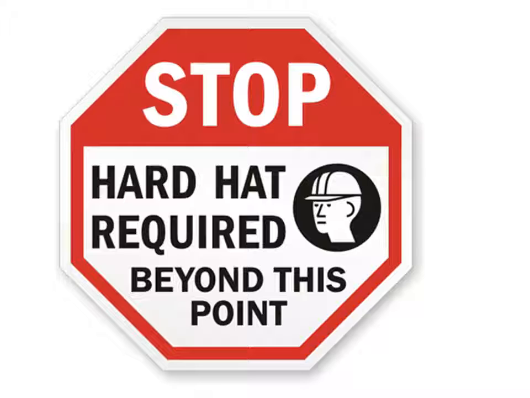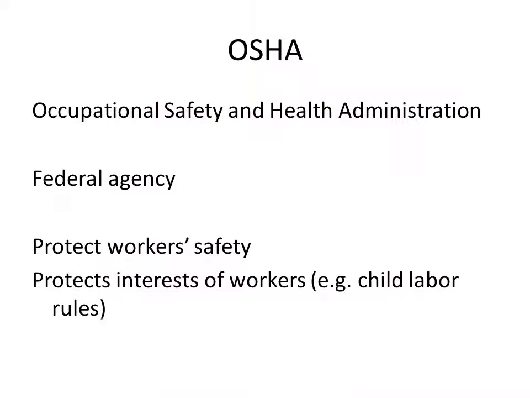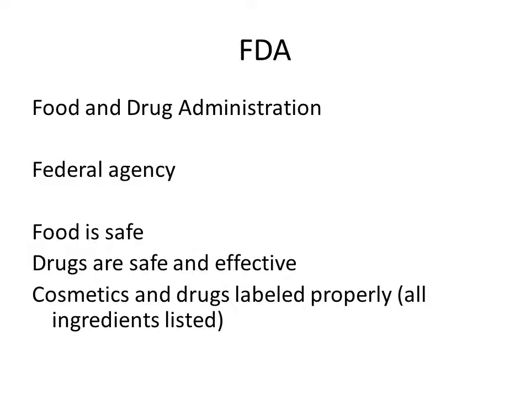It also makes sure that workers are as safe as possible. For example, you'll see these signs at construction sites. If an employee or a construction worker is caught without a hard hat, the owner of the business can get a fine by OSHA, and that is to encourage the workers to wear their hard hats and encourage business owners to make sure that their workers are as safe as possible. So OSHA is a federal agency. It protects workers' safety and it protects the interests of workers, as we talked about with child labor laws.